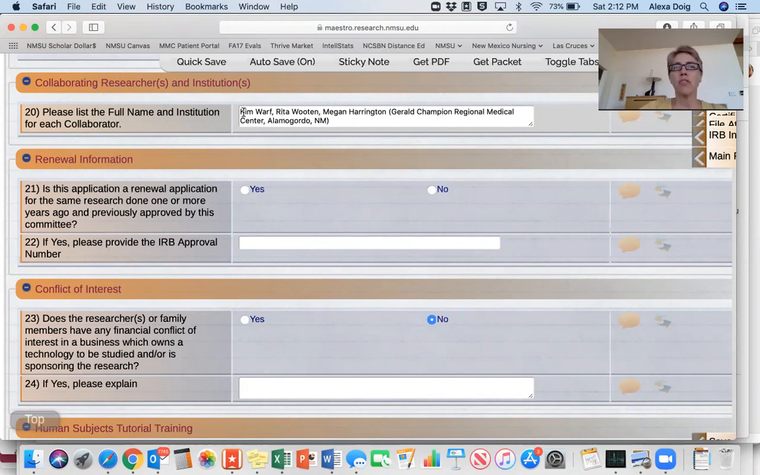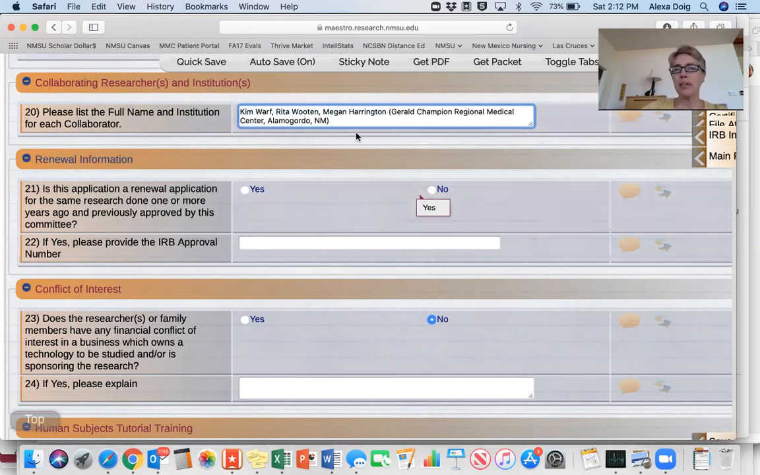And so I have a few people here who are listed. These are staff at Gerald Champion Regional Medical Center in Alamogordo. I listed their names because they are actually going to be doing this project, and I am consulting with them. I've listed the institution, and if you're working at different institutions with different people, then you'd have to list the name and institution for each person.